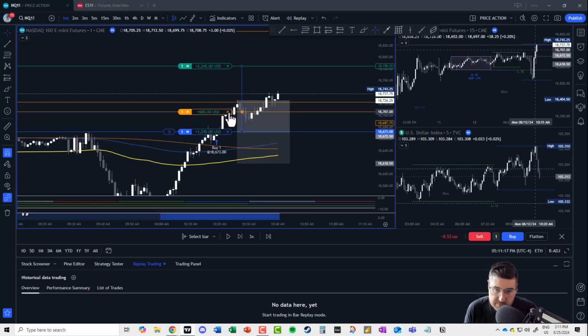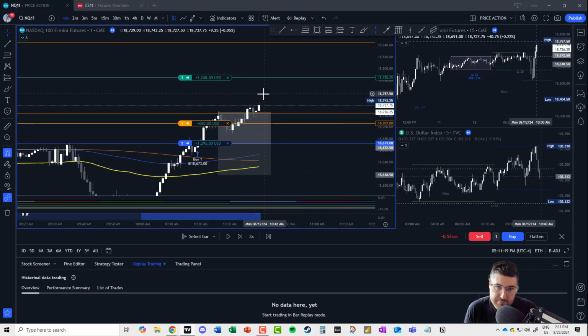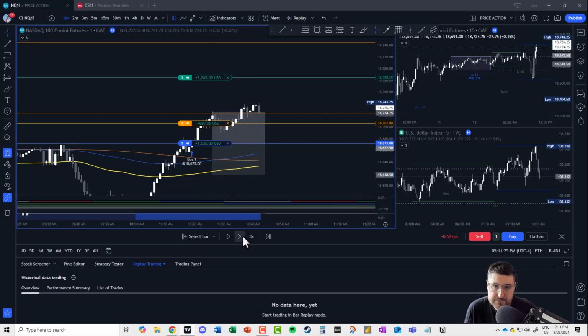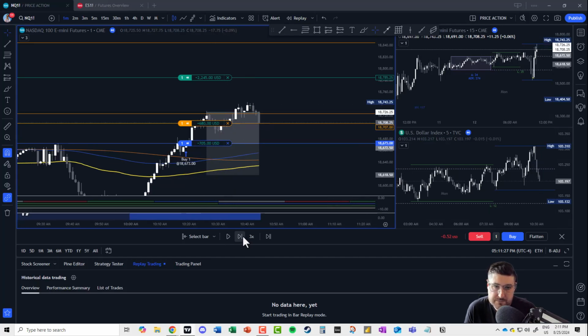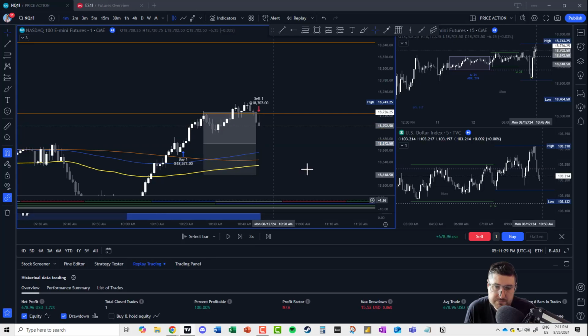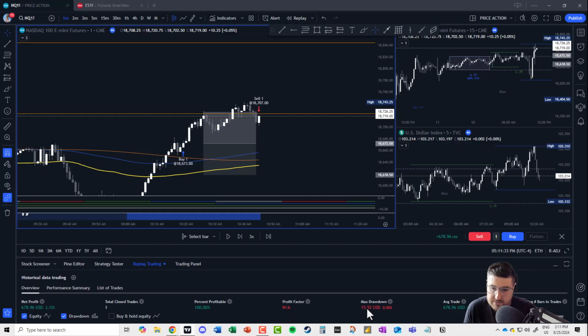So now we're up here. Fair value gap played out, broke above these body closes. All right, so I got stopped out, but look, drawdown $15. Well, we don't have an average because this was our only trade, but we made $678. I don't care what price does now.